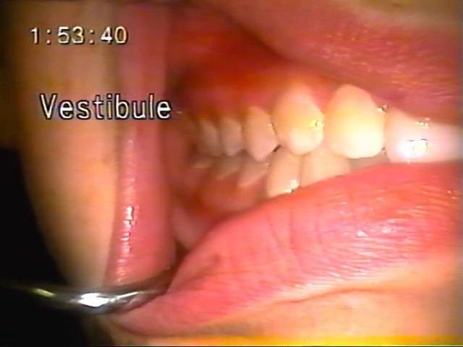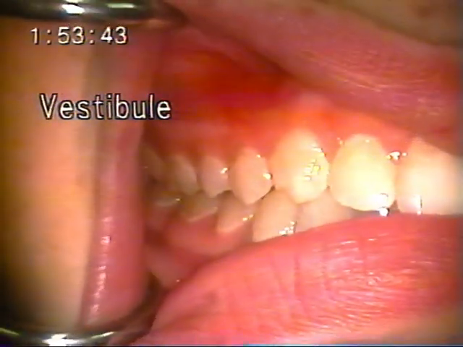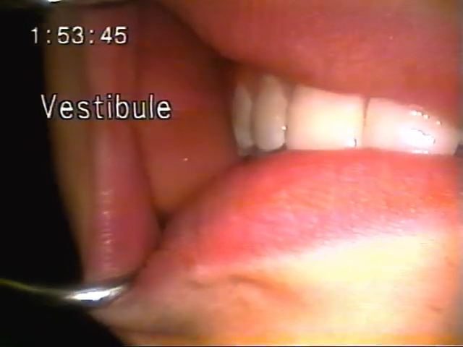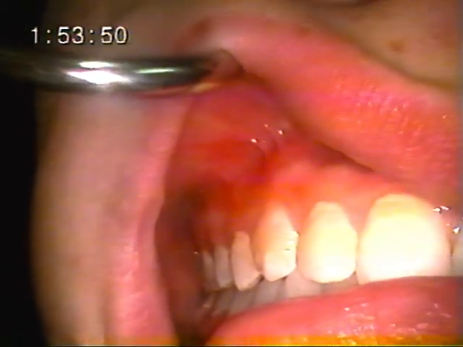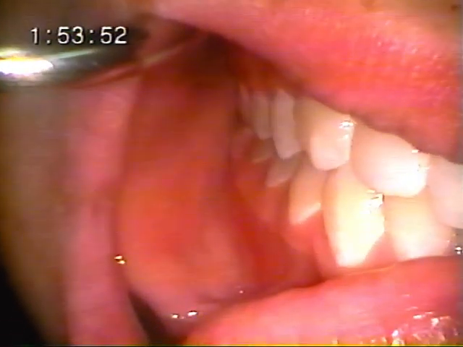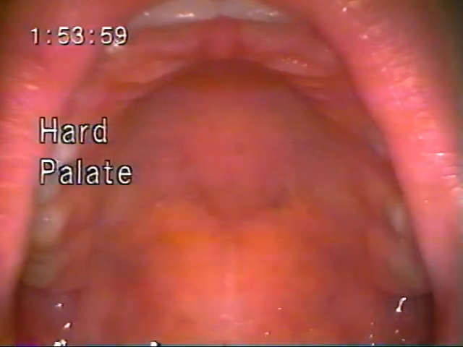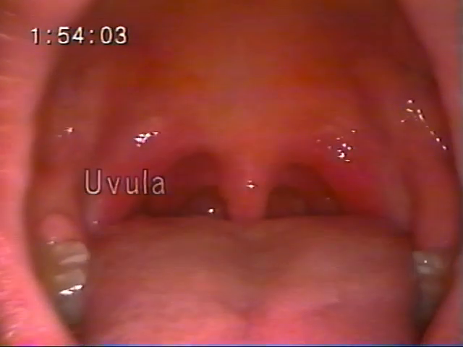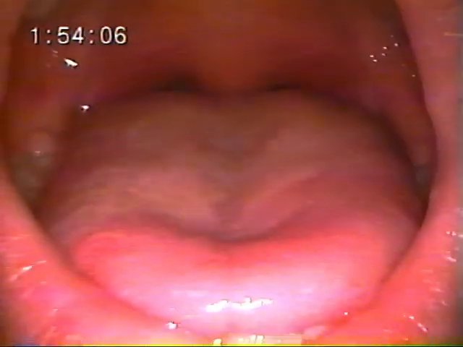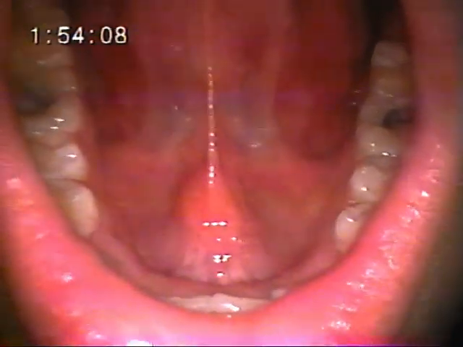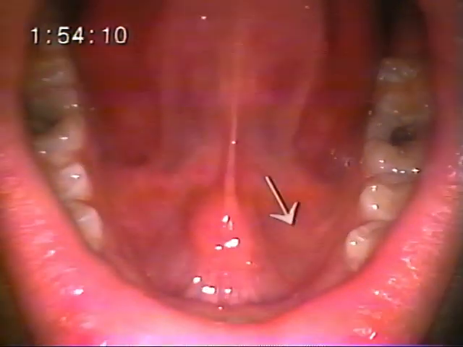The outer part of the oral cavity, the vestibule, lies between the teeth and gums on the inside and the cheek and lips on the outside. The mucous membrane of the lips and cheek is continuous above and below with the mucous membrane of the gums. The inner part of the cavity is closed off above by the hard palate and further back by the soft palate, which ends back here at the uvula. It's closed off below largely by the tongue and also by the mucous membrane of the floor of the mouth.